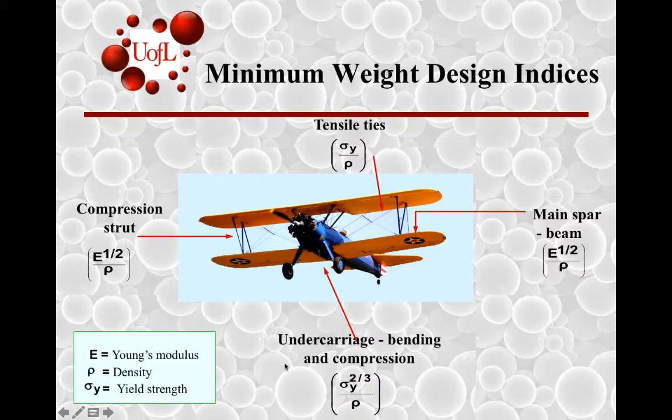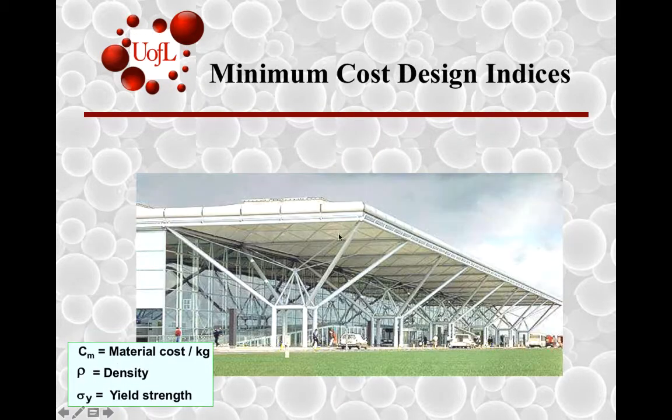Alternatively, it could be quite different. In this case, undercarriage, which is under bending and compression, this kind of an index to the sigma y is to the power of 2 over 3 in the stadium as opposed to the airplane consideration.